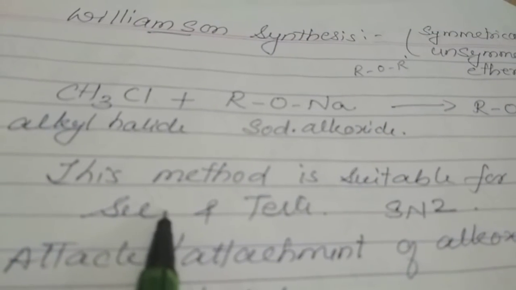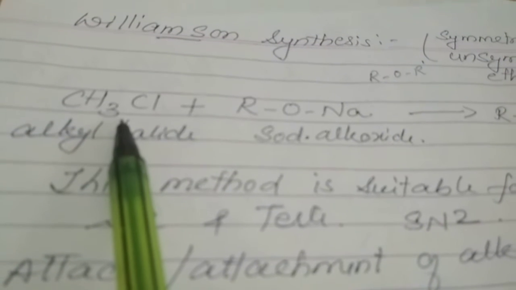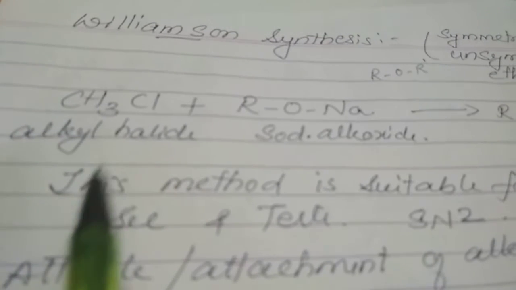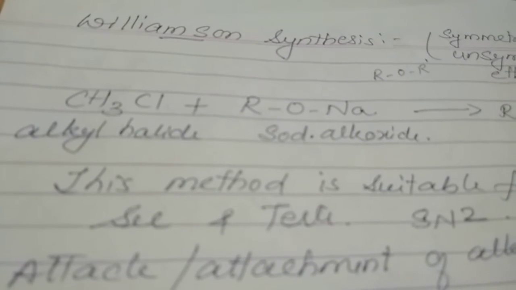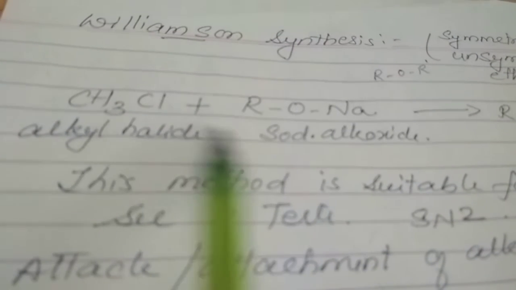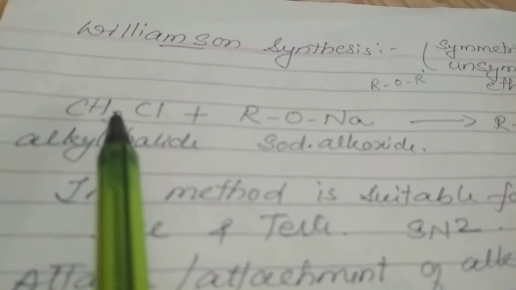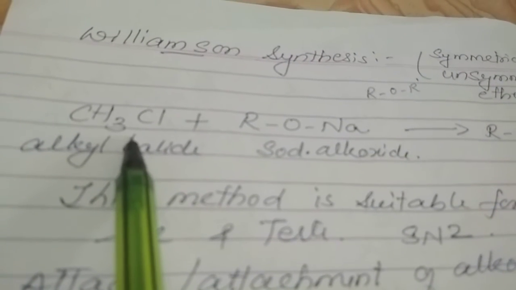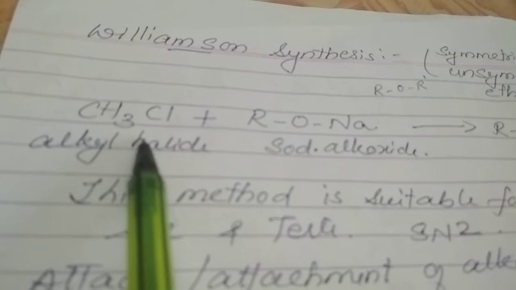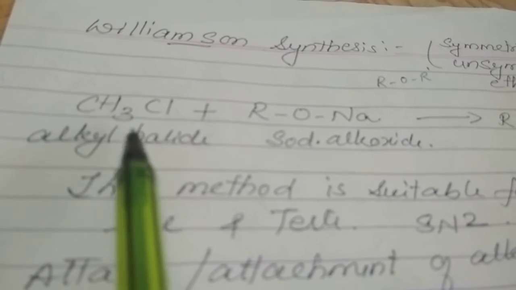The very important point that you have to keep in mind is that here we are taking the alkyl halide and the alkoxide. Very important: whenever you are preparing ether by the Williamson synthesis method, the alkyl halide should always be primary. Secondary and tertiary alkyl halides will never give you ether. Instead, they will give you alkene.